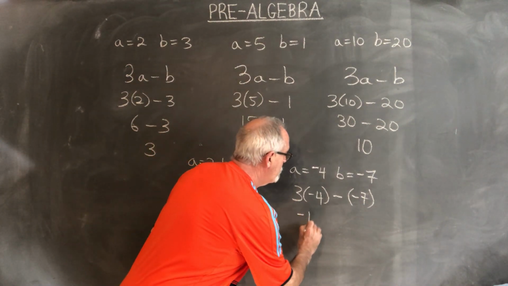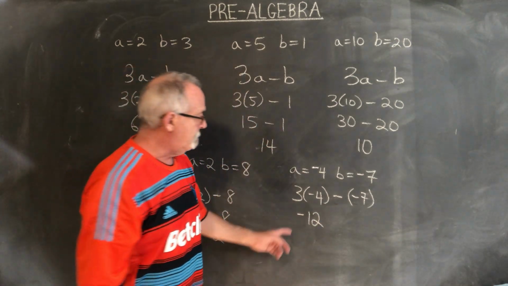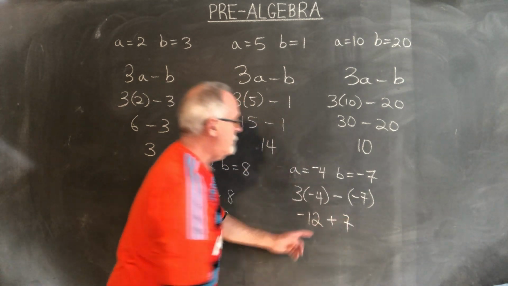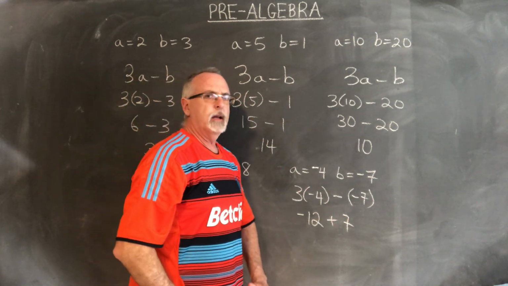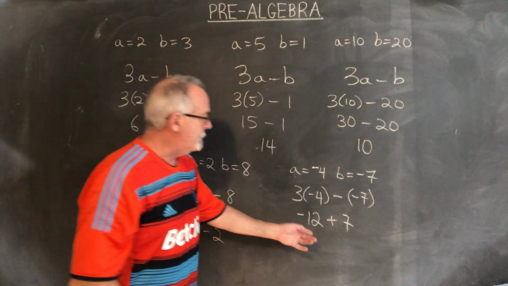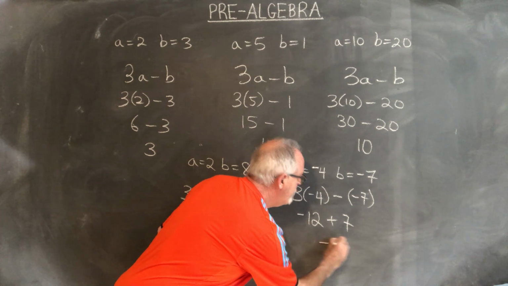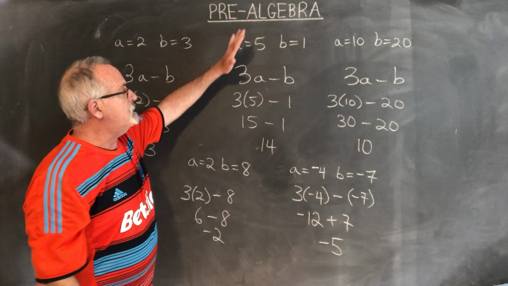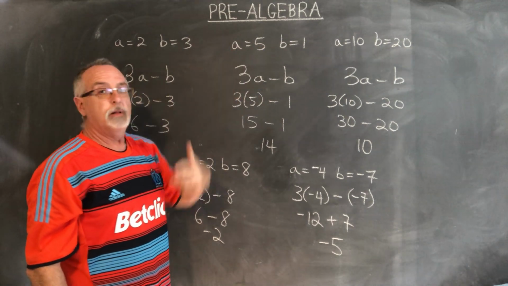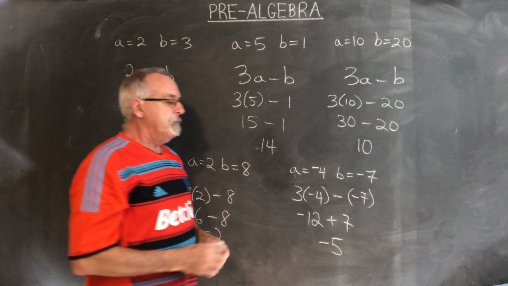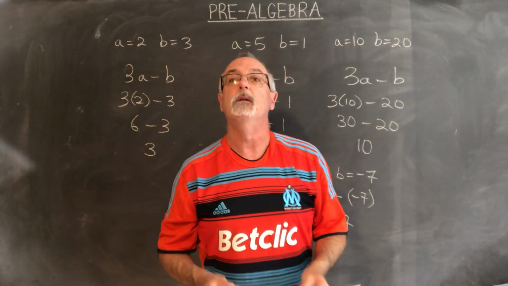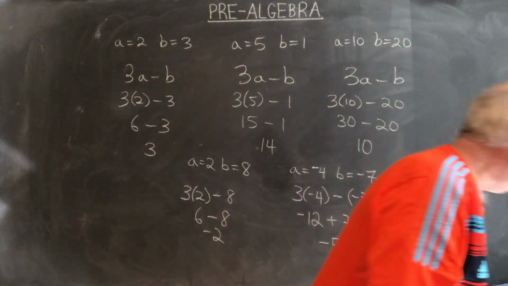3 times negative 4 is negative 12. Positive times a negative, negative answer. Minus negative 7 is the same as plus 7. Negative 12 plus 7. It's like negative 12 on the thermometer, but it gets 7 degrees warmer. It's still not going to be a positive answer. Negative 12 plus 7 is equal to negative 5. I have my answer. I can handle this no matter what's in the algebraic expression, and no matter what values I'm plugging into the algebraic expression. That is a feeling of power. And my 2nd page is now done, and I'm almost at the halfway point.